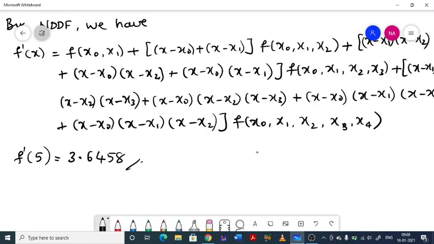Now substituting values here and simplifying, you will be getting f dash of 5 equal to 3.6458. That is the answer you are going to get. So with this the discussion on numerical differentiation is coming to an end.